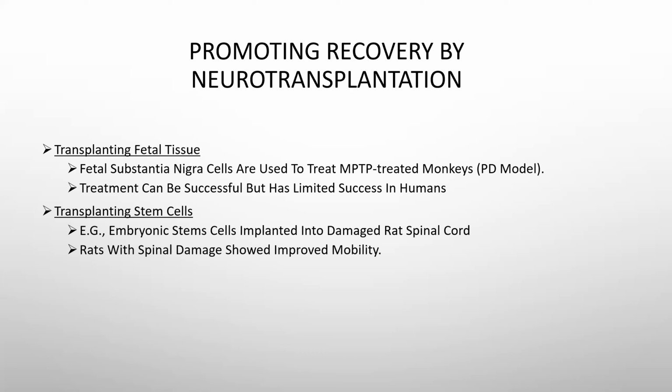Transplanting stem cells. For example, embryonic stem cells implanted into damaged rat spinal cords has been performed, and these rats did show some improved mobility due to that. So transplantation is an option, but again, even with Parkinson's disease, we see an initial encouragement because of the abundance of dopamine there, and then it seems to decrease fairly quickly.